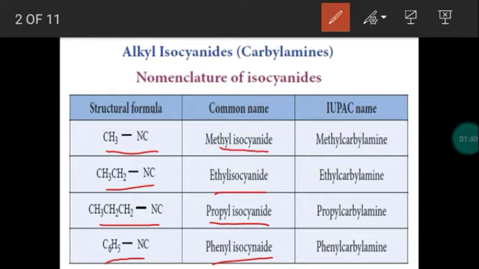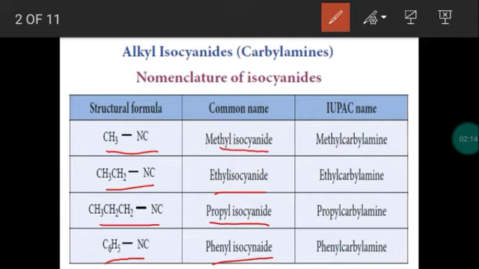Next, the IUPAC name. In the IUPAC name, the functional group is written as carbylamine. So isocyanide is called carbylamine. So the IUPAC name is written as alkyl carbylamine. So we have to mention what alkyl group is present. Based on that, the name will be written as alkyl carbylamine.